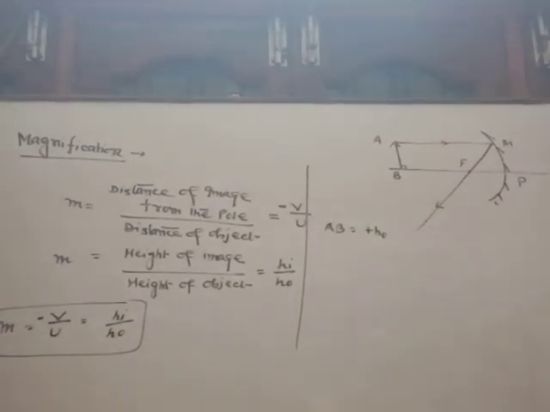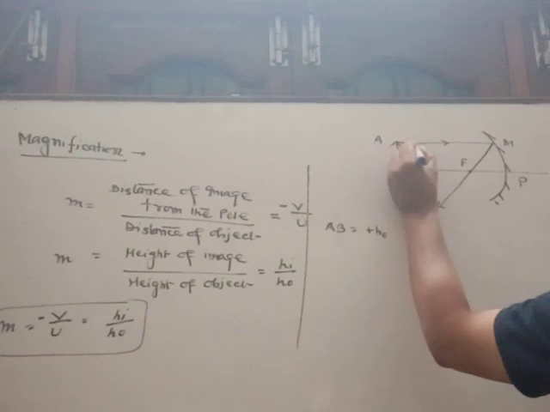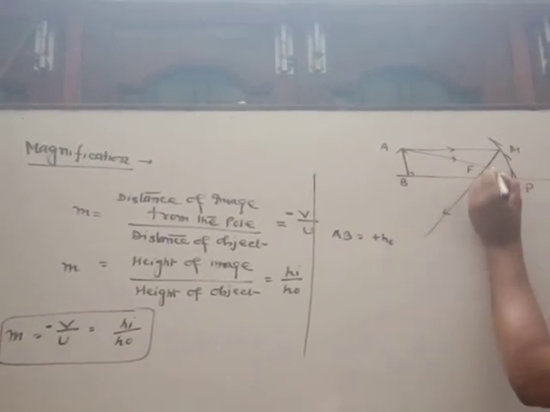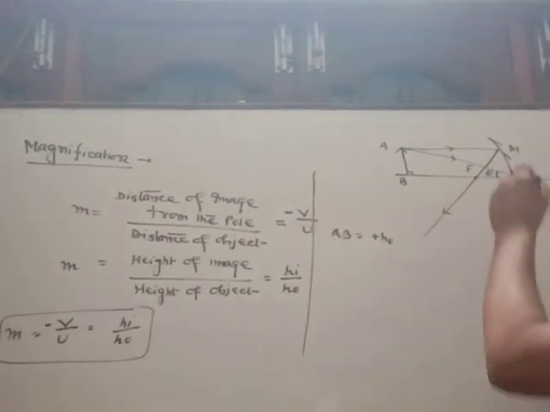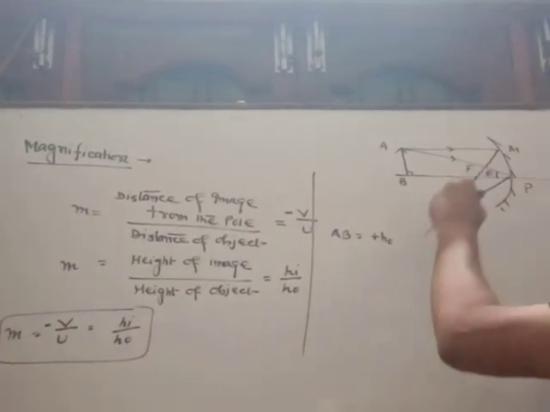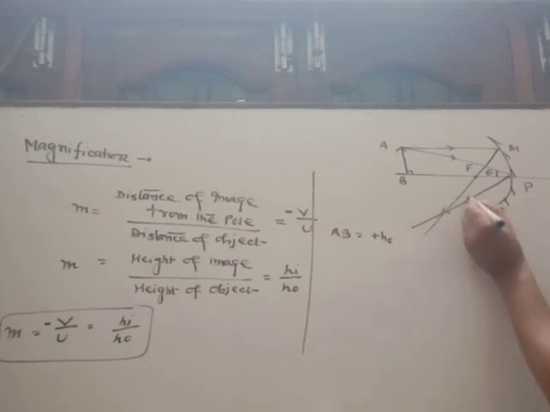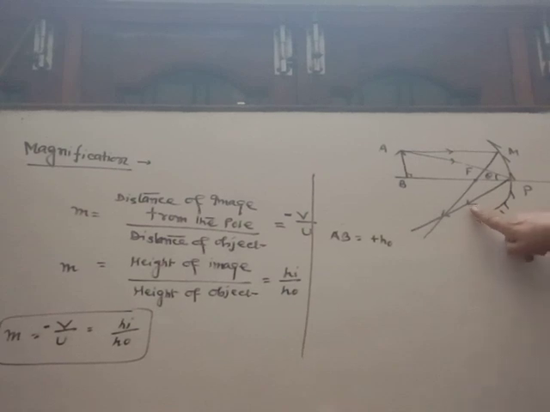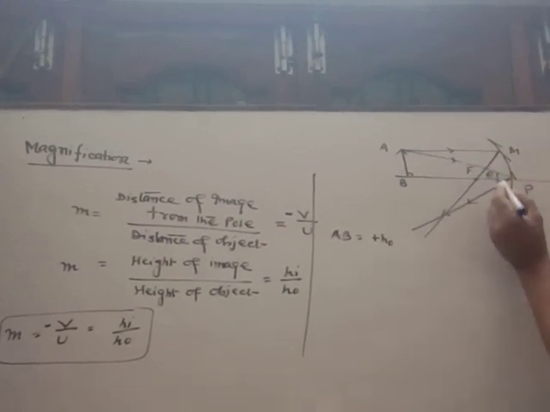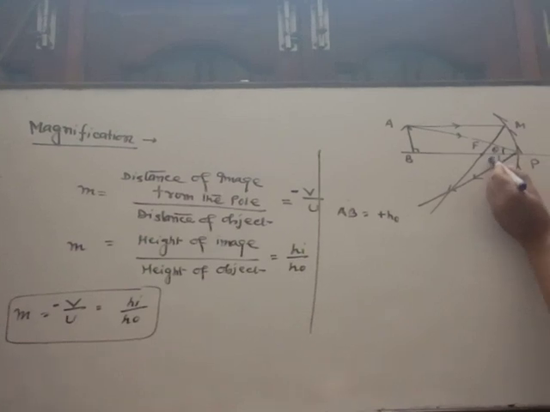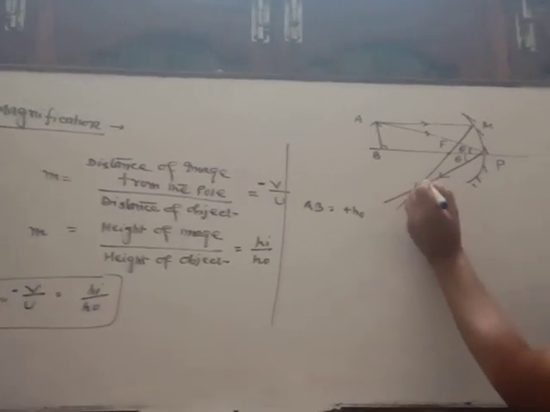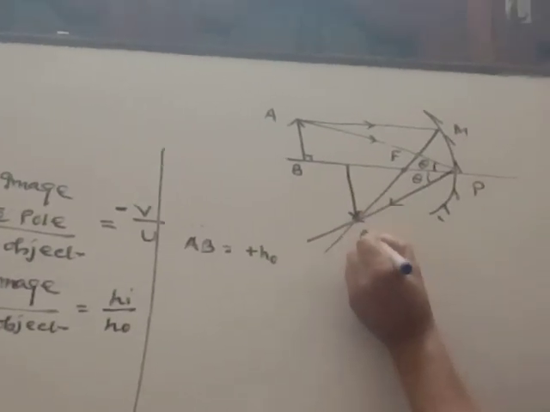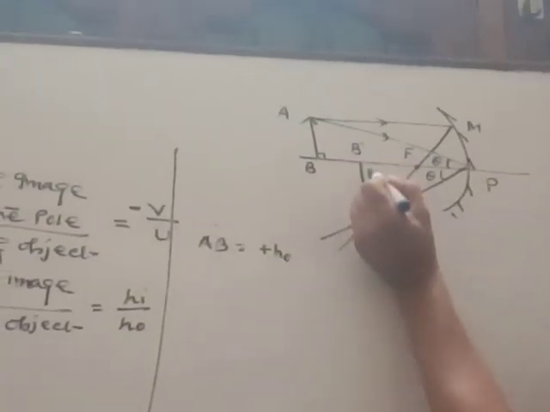Another incident ray comes from A and gets incident at P directly, making an angle theta from the principal axis. Then after reflection, as you know, it moves in such a way that the angle between the incident ray and principal axis is equal to the angle between the reflected ray and principal axis. This angle is also theta. Both reflected rays intersect here. So this is image A dash B dash.